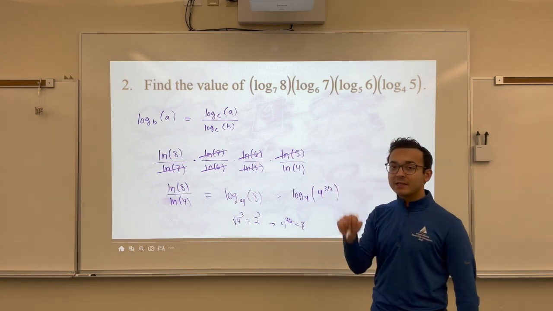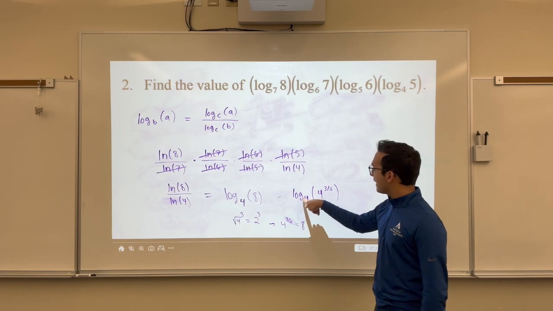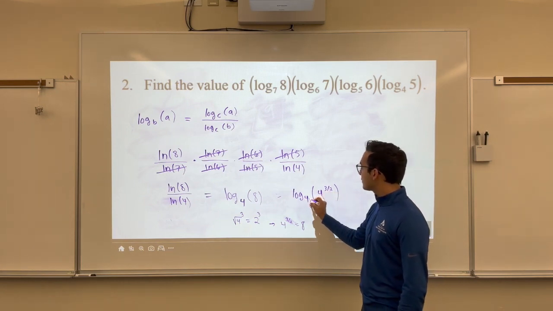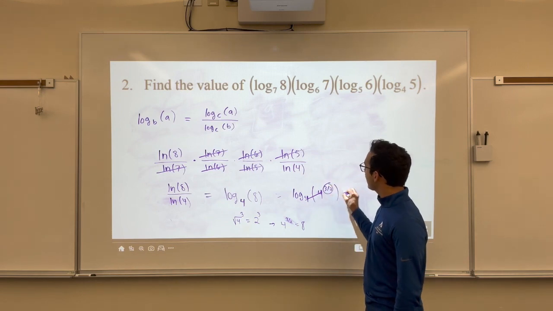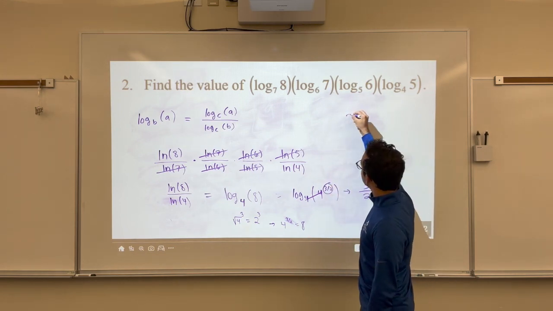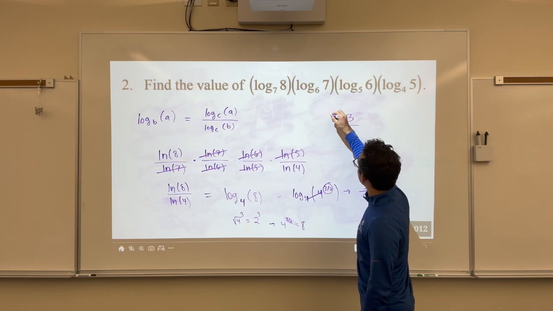And remember from the last problem that when we have the log base 4 and then we have 4 raised to something, these 4's will cancel out, leaving us with our answer 3 over 2. So the answer to this problem is 3 over 2, and that is our final answer.